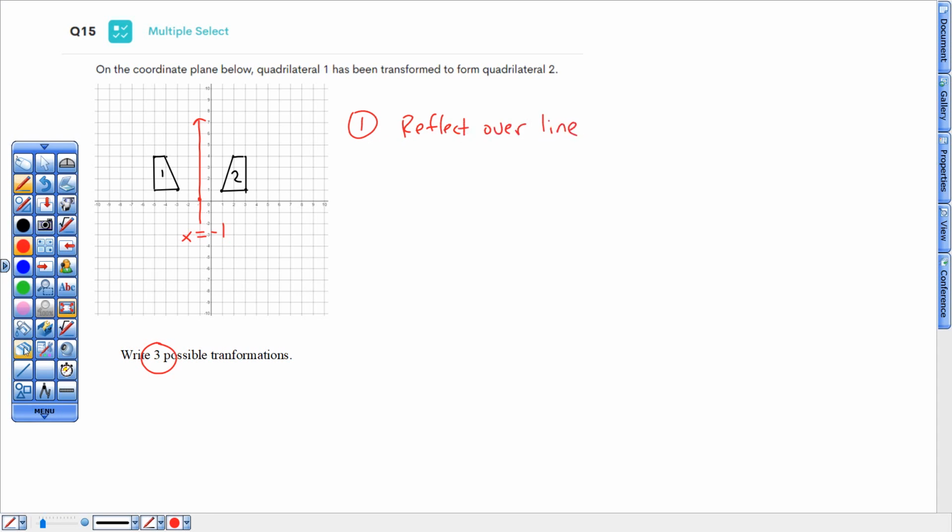Or how about, let's say, across. And then let's make that line x equal -1. And then here we go, number 2. The other one would be to reflect this across the y-axis.